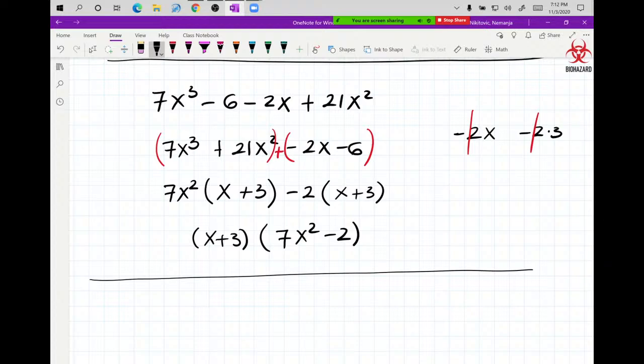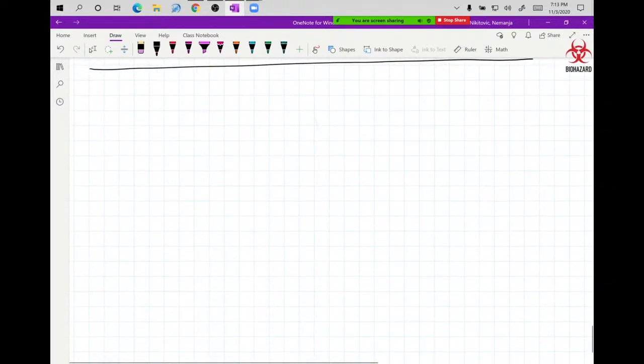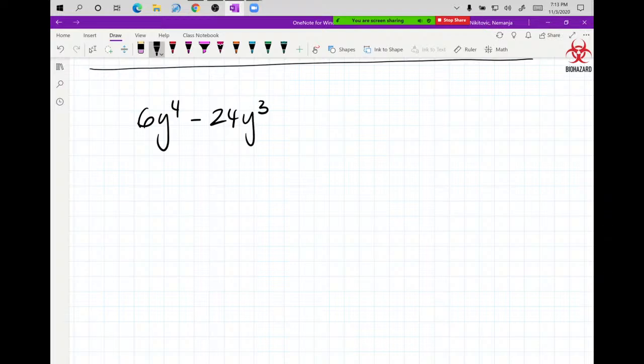And now let's do one more. Now I would ask you to be a little bit careful with this one, because there is something special happening here. I hope you catch it. 6y to the 4 minus 24y cubed minus 2y squared plus 8y.